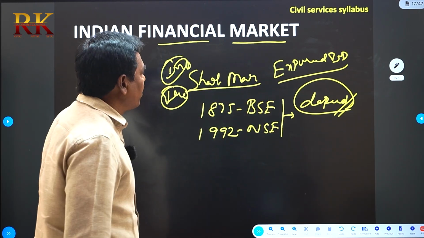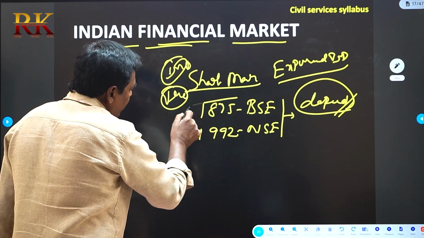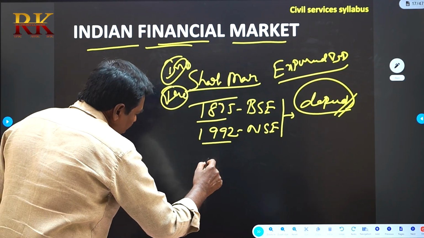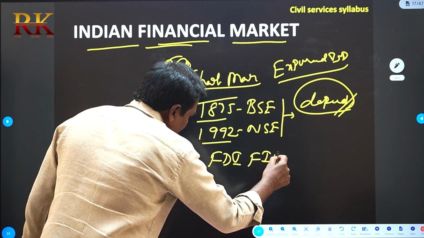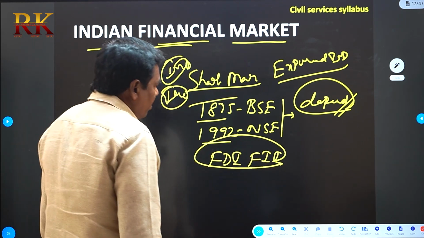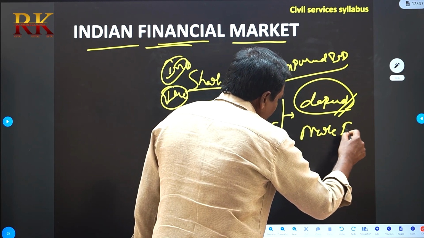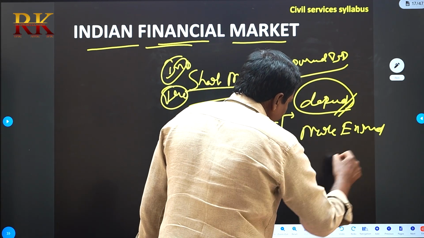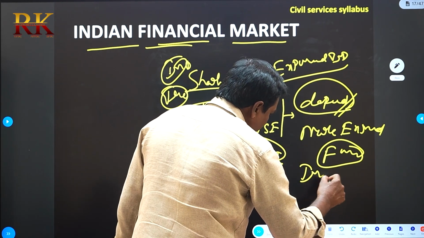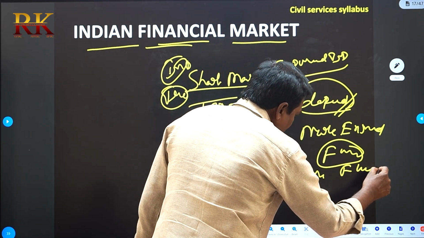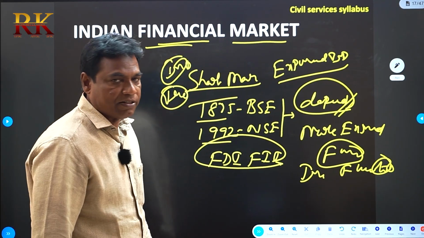The Indian financial system comprises the share market, and also FDI and FII. According to the market, goods are exported from India to other countries, and some goods are imported from abroad to India. These markets are the financial market.